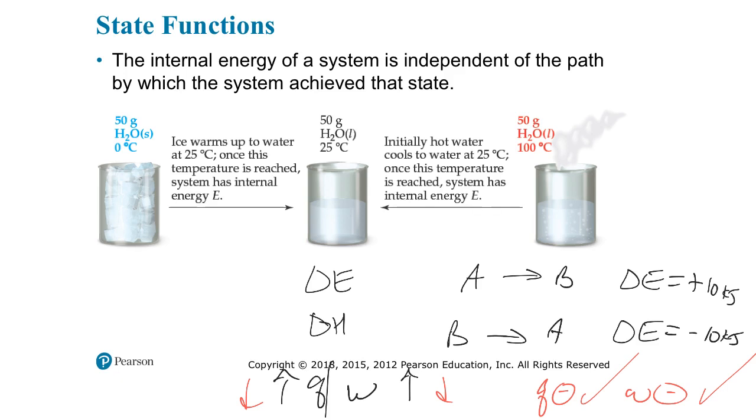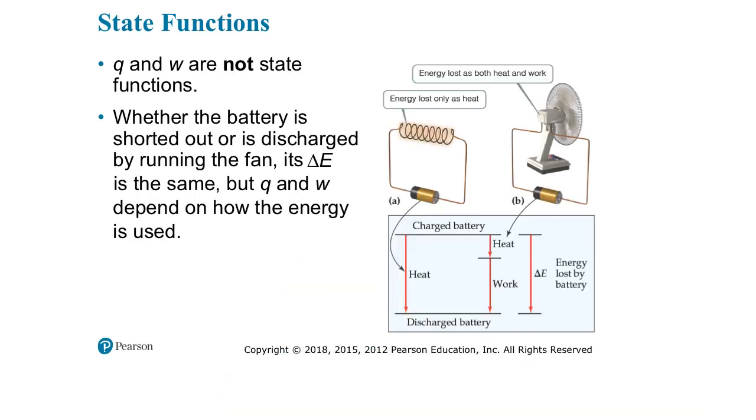So the sum of the heat and the work change for a reaction is a constant dependent on the delta E, that state function for the reaction. So path independent, delta E, delta H, path independent, Q and W. So state functions here, heat and work are not state functions.